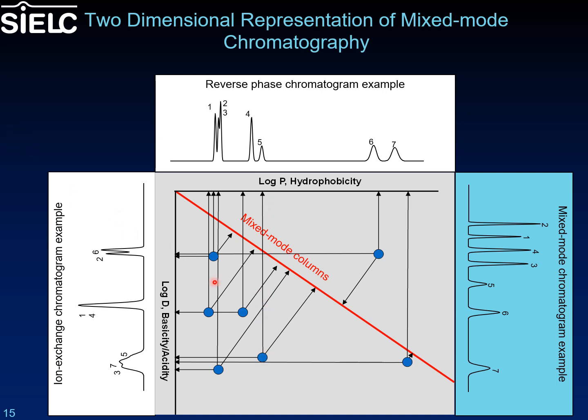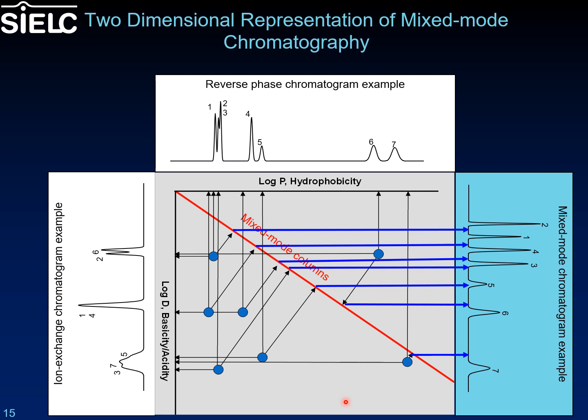You can then take these points and draw a line towards the diagonal plot that represents the mixed mode column balance of the hydrophobicity and basicity. And in essence, you can now draw arrows from each of the middle points along this line towards their corresponding peaks that would appear in a mixed mode column. These arrows are not necessarily exact with where these peaks show up, but it does help rationalize the order of elution from the mixed mode chromatograph.